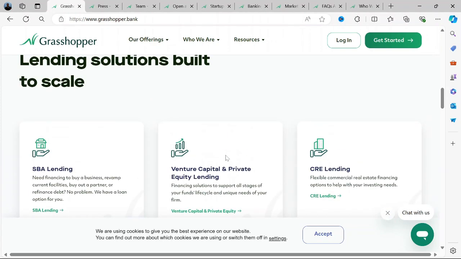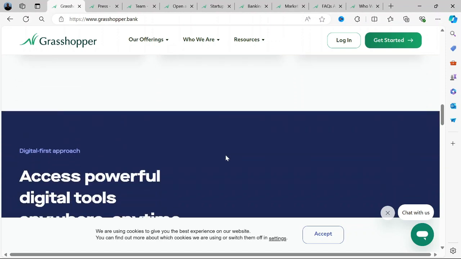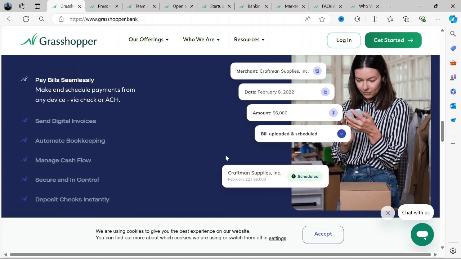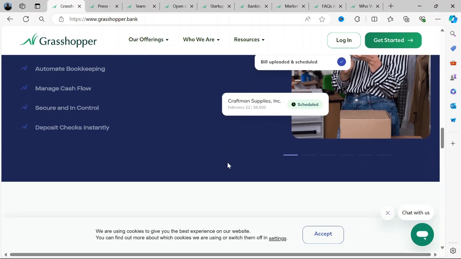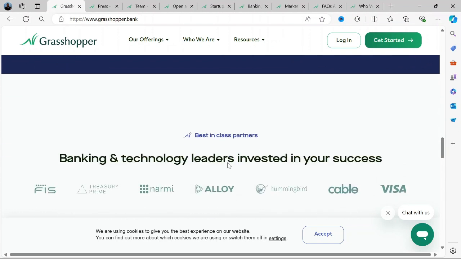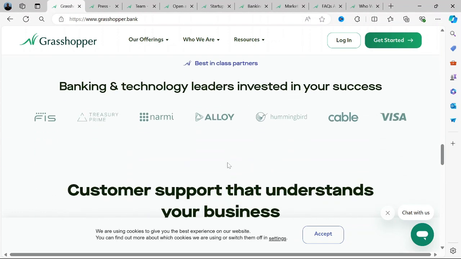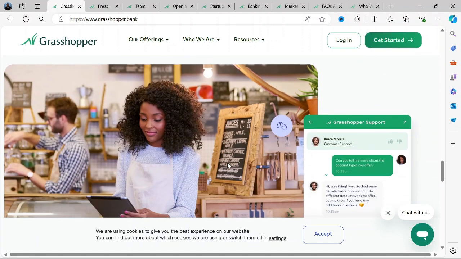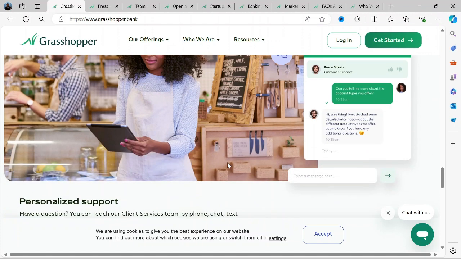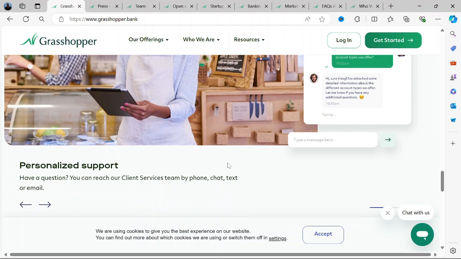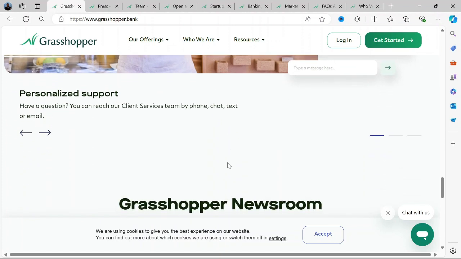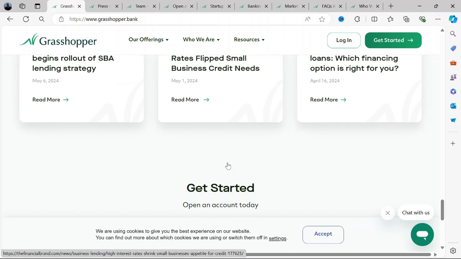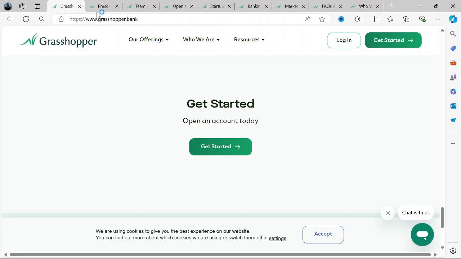Grasshopper Bank began operations in 2019 and is a client-first digital bank. It is a digital-only banking platform designed specifically for startups, small businesses, and entrepreneurs. It aims to provide modern banking solutions with a focus on technology, innovation, and user-friendly experiences. Privately owned and headquartered in New York City, the bank is a Federal Deposit Insurance Corporation member and is an equal housing, equal opportunity lender. Unlike traditional banks, Grasshopper is fully online, offering a seamless and efficient way to manage business finances without the need for physical branches. Now let's talk about the main features.